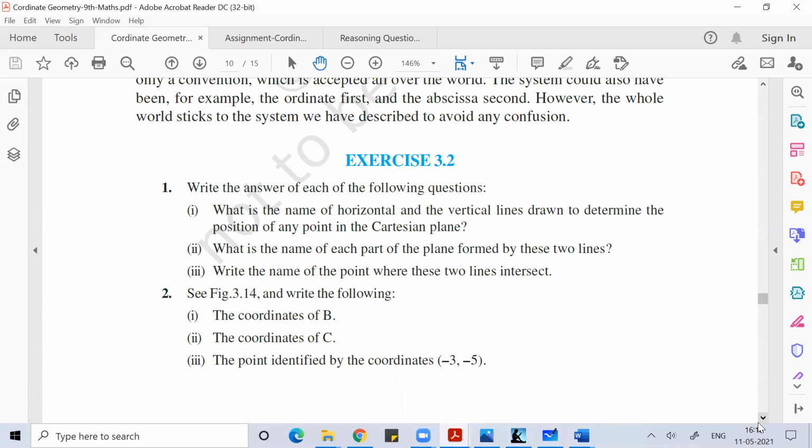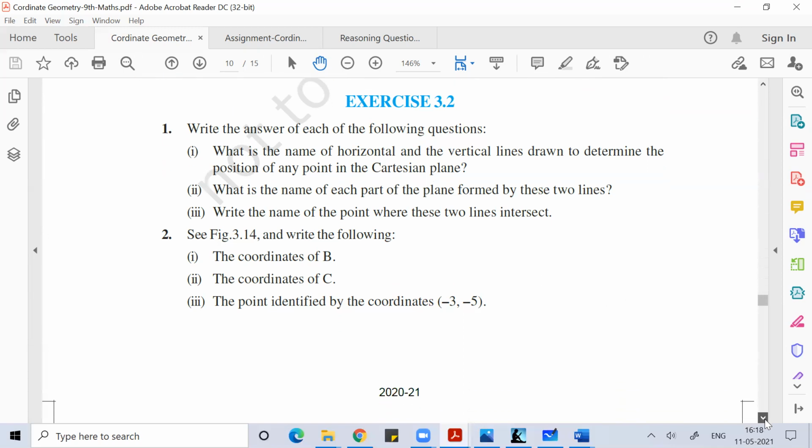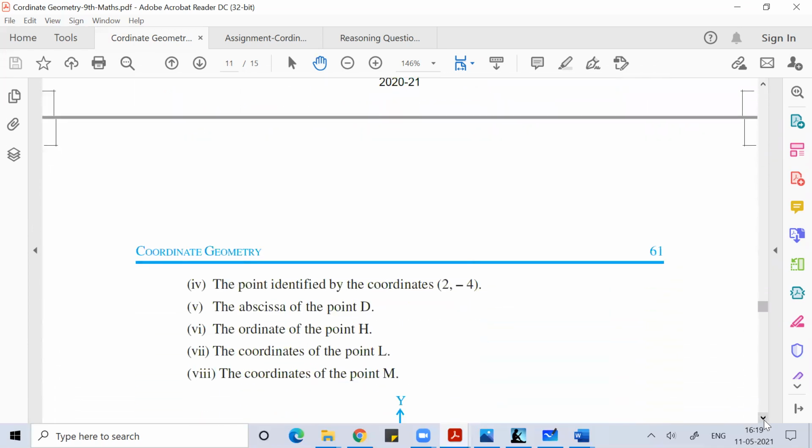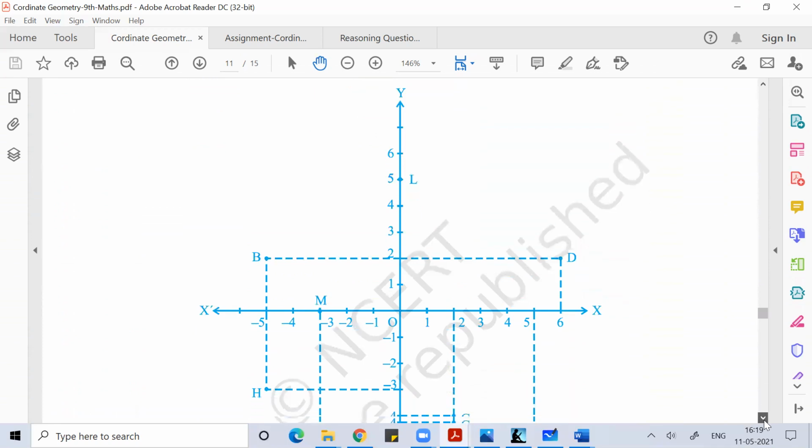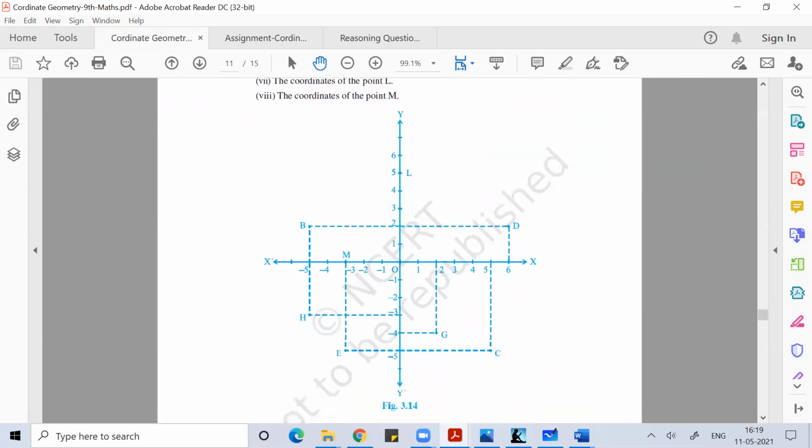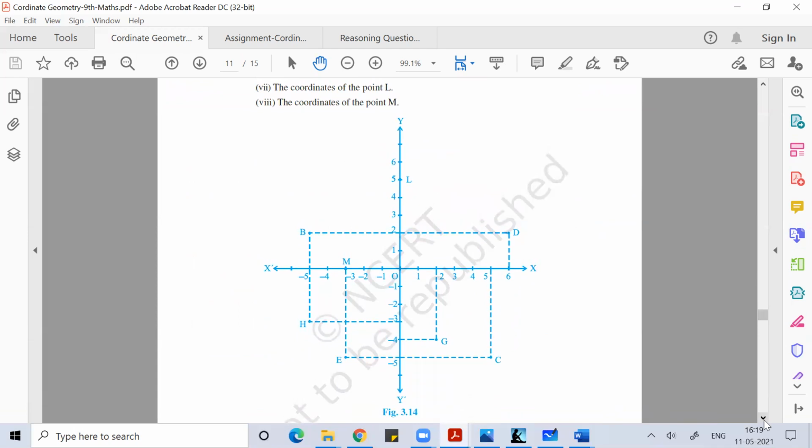Write the name of the point where the two lines meet. Good. Then see figure 3.14 and write the following: coordinates of B, coordinates of C. What is the first question? The coordinates of B are -5 and 2. Very good. Then the second question: the coordinates of C are 5 and -5. Very good.